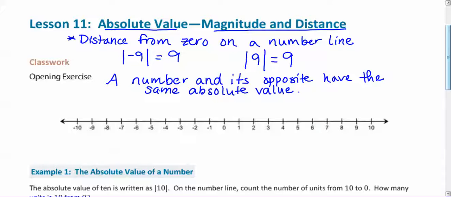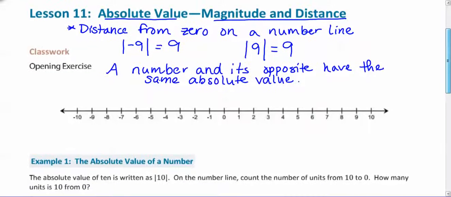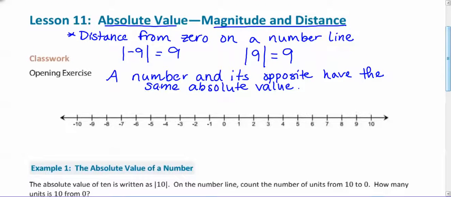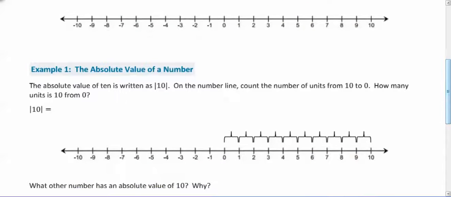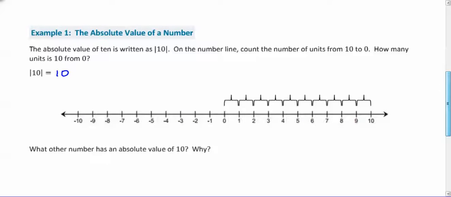After you have that written, we're going to go right into example 1, the absolute value of a number. And they're going to give us an example of 10. All right, it says the absolute value of 10 is written as this. On the number line, count the number of units from 10 to 0. How many units is 10 from 0? It's asking what is the absolute value of 10. What is the absolute value of 10? 10. I don't think this could get any easier, okay? So there you go.